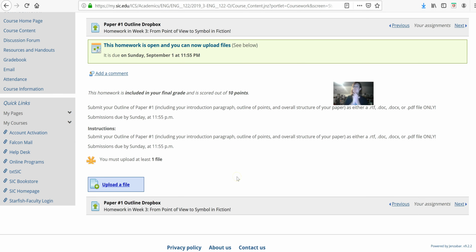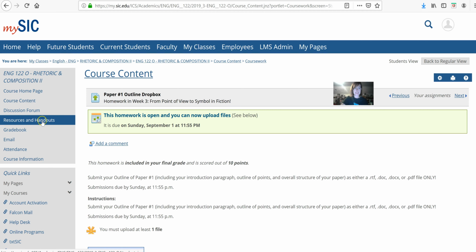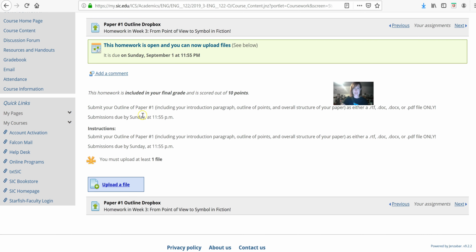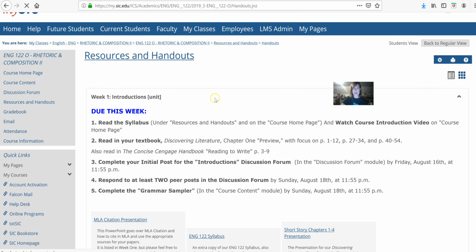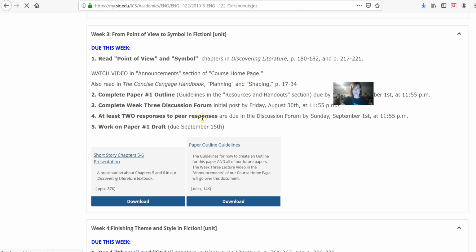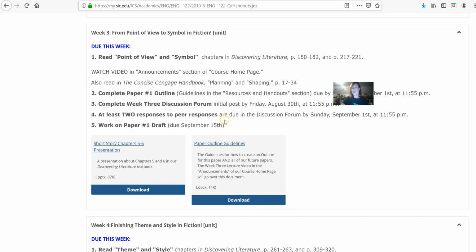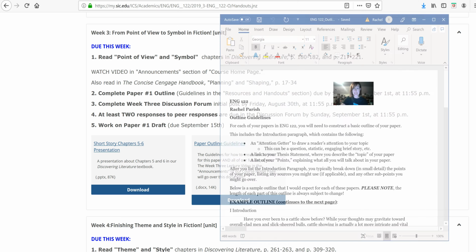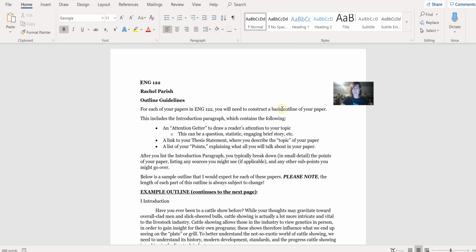With every paper that we do, you're going to do your thesis statement, which is just an idea of what your paper is about. And then the following week, which in this case is week 3, you're going to do an outline of your paper. There are some guidelines in our resources and handouts that discuss this. So this is a drop box for your outline. The guidelines for our outline are in the week 3 portion of our resources and handouts. So here's our outline. These guidelines can be used for all 4 of our papers. I've gone ahead and pulled it up to show you all.